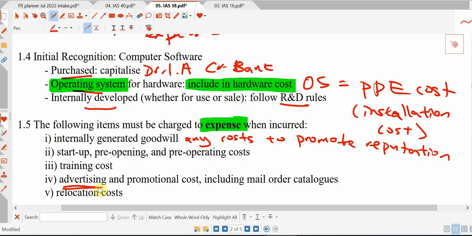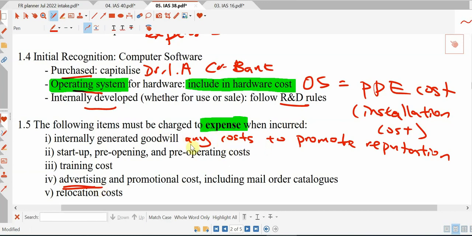Including cost, look at this. Advertisement is also to promote your reputation. Promoting the product is also promoting your reputation. This one actually upset a lot of big brands, like Coca-Cola and Adidas. Per year, they are spending billions of USD on advertisement worldwide. But the accounting standards say the billion USD that you have spent for advertisement must be expensed. They feel very upset. And they try to argue, hey, I promote my product, it's not for my reputation.